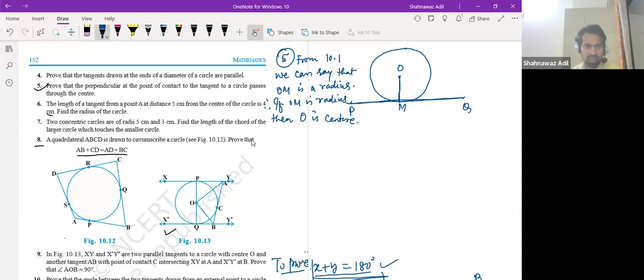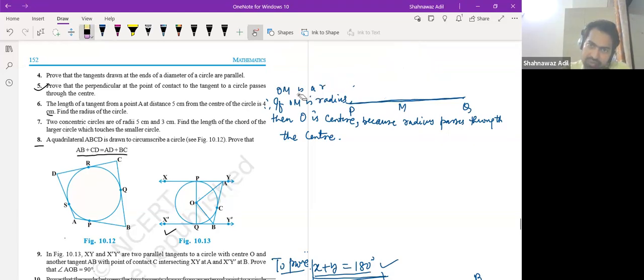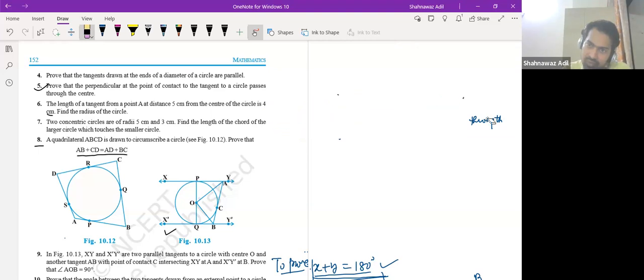Okay, you guys please note it down and then we'll do the next question. Done, sir. And we can write that because radius passes through the center. Okay, so let me erase this one.